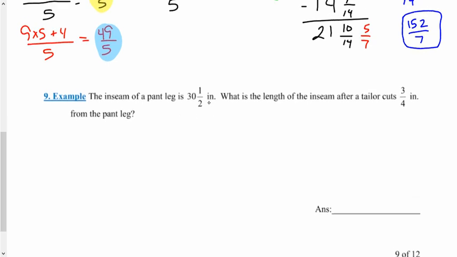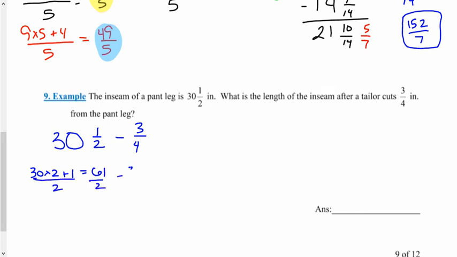The inseam of a pant leg is 30.5 inches. What's the inseam after the tailor cuts off 3/4? So he's cutting off. Like that's just prime language there for subtraction, right? So this one, again, it's not too hard to use mixed numbers, but we could go ahead and do improper fractions just because I feel like it right now. That's 30 times 2 plus 1. That's going to be 60 plus 1 is 61. And then, of course, that's over 2. And we're going to take away 3/4.